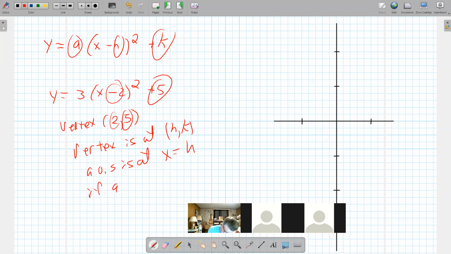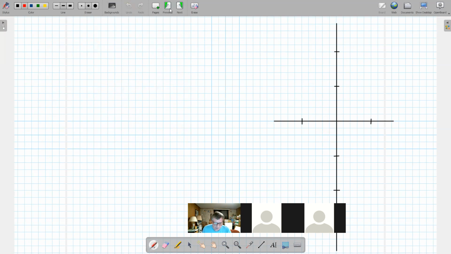If a is greater than 0, the parabola opens upwards. If a is less than 0, the parabola opens downwards. Okay? Let's see if you're getting this. Let's go back here. Let's say we've got f of x equals (x plus 4) squared minus 3.